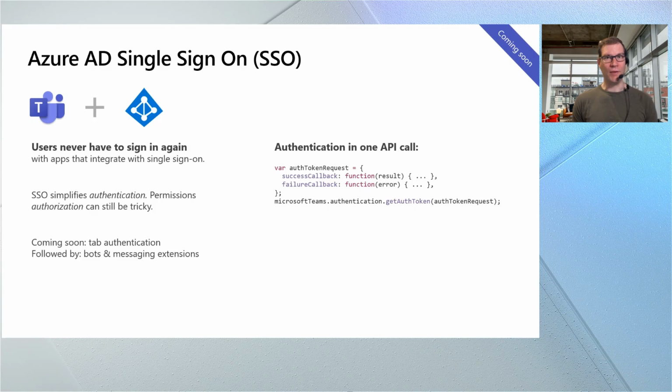You're going to see this roll out in two waves. First, we're going to support tab authentication, which is already available in developer preview and will be rolling out broadly in the next few weeks. And then we're going to follow that up with single sign-on for bots and messaging extensions. And while I really want to emphasize the end user experience this creates, it's also a great simplification for developers as well, because you can now do your authentication logic in a single API call. You call Microsoft Teams.authentication.getAuthToken, and you just pass in two things, what to do if it succeeds and what to do if it fails. So now all that authentication logic in one API call.